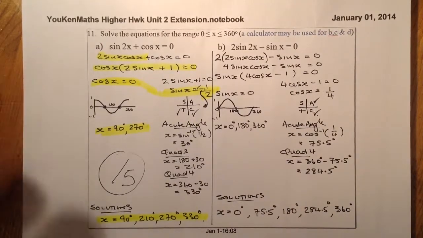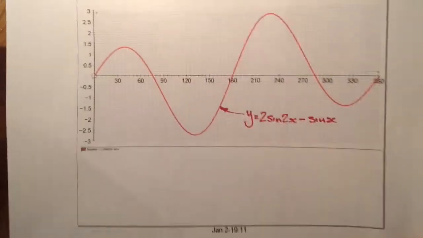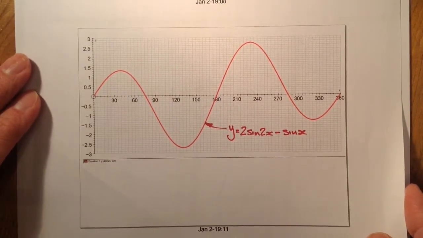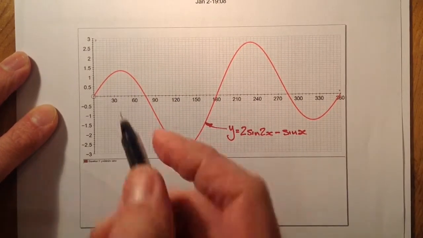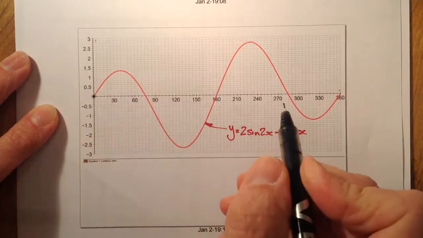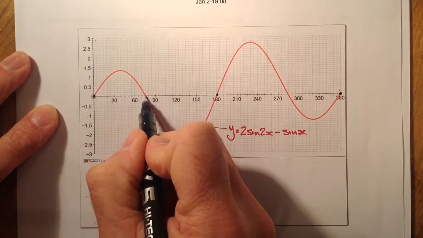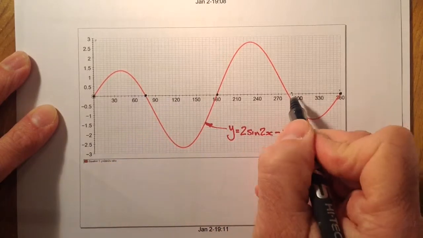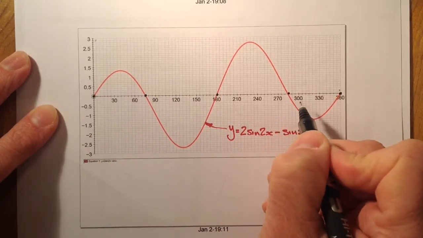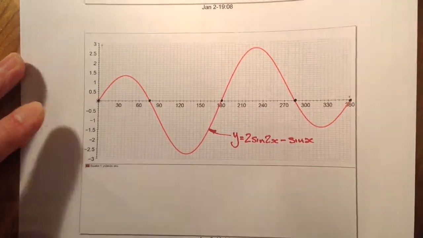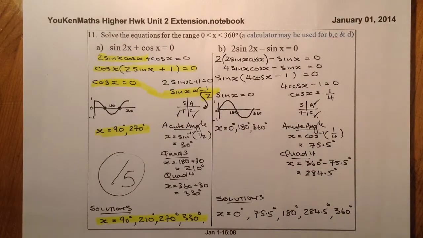Okay, so remember from the graph I was looking for 5 solutions. Let's have a quick look at the graph again. Normally you wouldn't be asked to look at a graph of this sort, but just to confirm, this is what we've got. We've got 0, 180, and 360, and the points in the middle, the 75.5 and the 284.5. So that would be my 5 solutions from that graph.